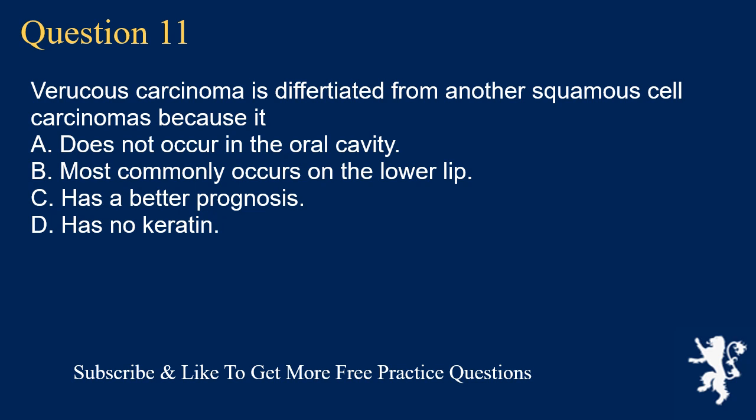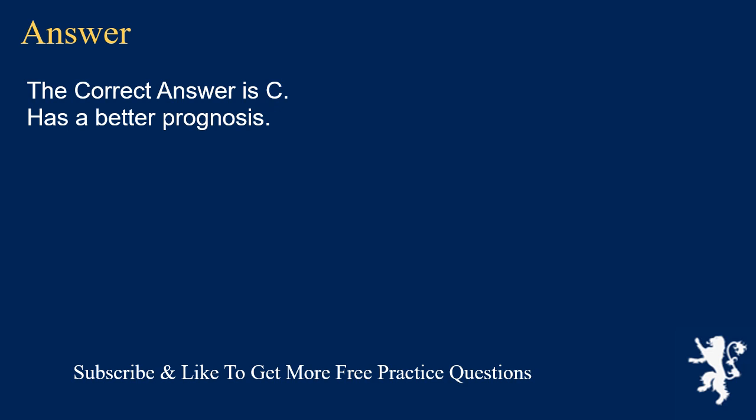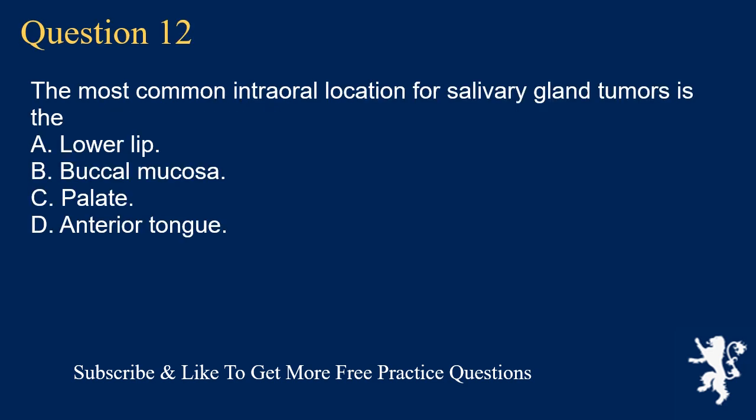Question 11. Verrucous carcinoma is differentiated from other squamous cell carcinomas because it A. Does not occur in the oral cavity. B. Most commonly occurs on the lower lip. C. Has a better prognosis. D. Has no keratin. The correct answer is C. Has a better prognosis.